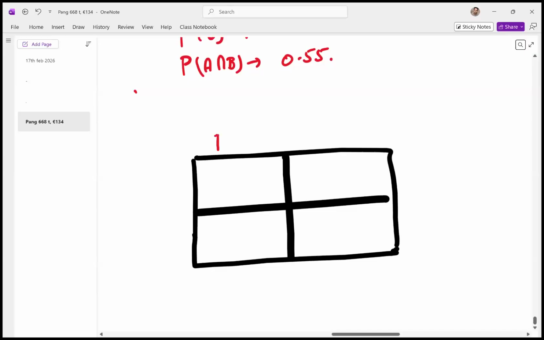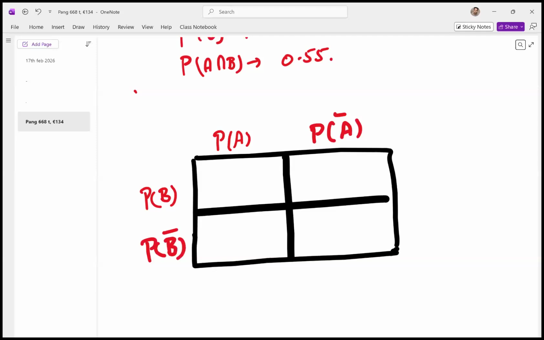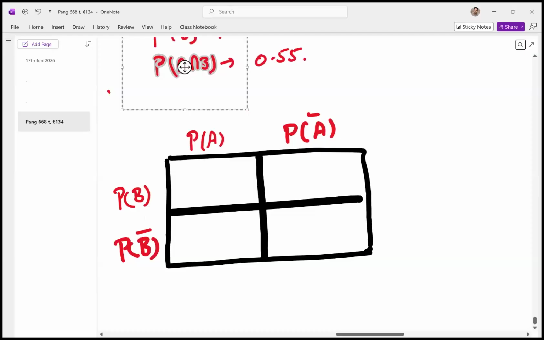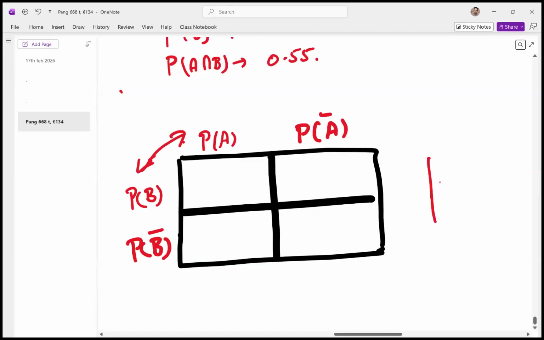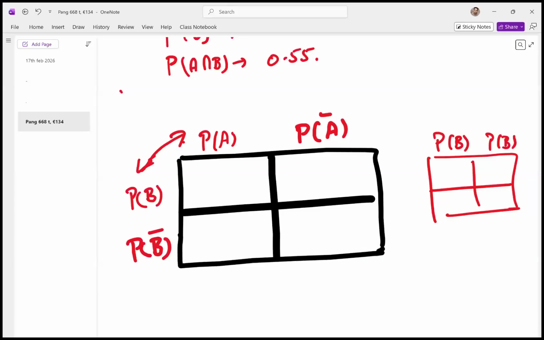So here I will write the probability of event A, and here I will write B. In a two-way table there will always be two events. Here I will write P A bar, and here P B bar. You can also interchange the position of A and B. Down here you can write PB and PB bar, and PA and PA bar. That's how you can write it also.